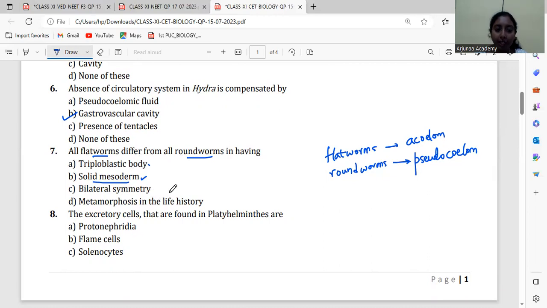Both of them have bilateral symmetry and metamorphosis is also seen in both of them. So the answer is solid mesoderm.